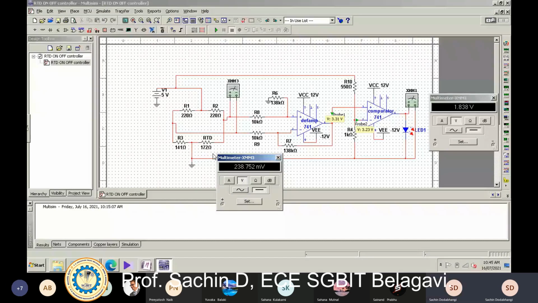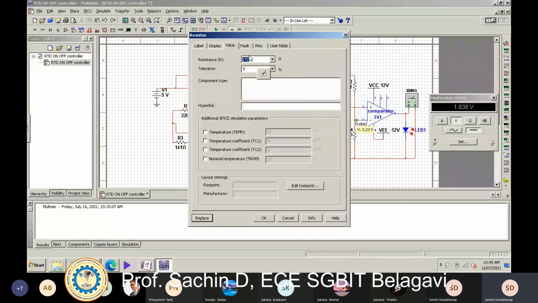Suppose I change this resistance value to less than 171. Less than 171 means I can take 160 ohm also, or we can take 159, which is 80 degrees centigrade. At 80 degrees centigrade, the resistance value is 159 ohm. So I'll take it for 159 ohm. I will turn it on, so you can see the toggle switch at the right corner.